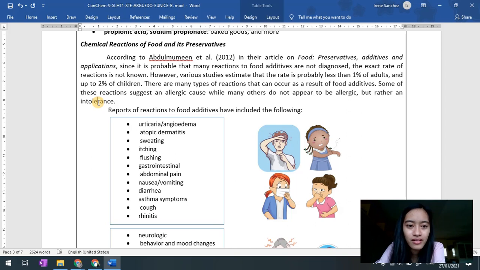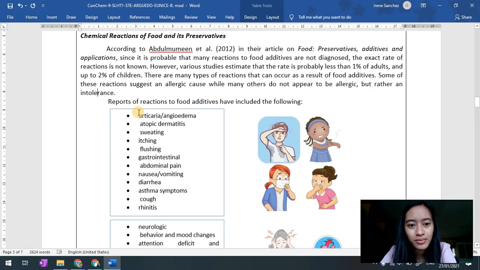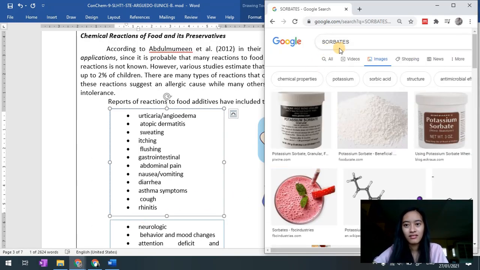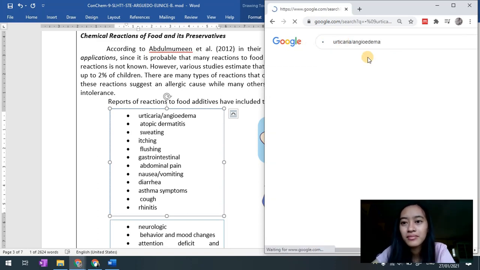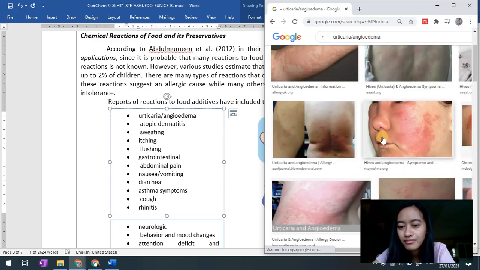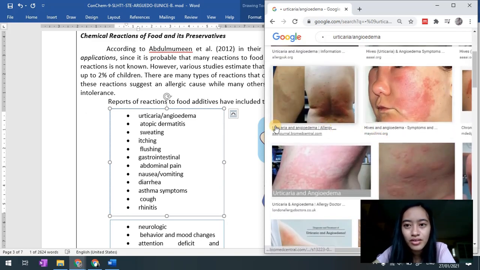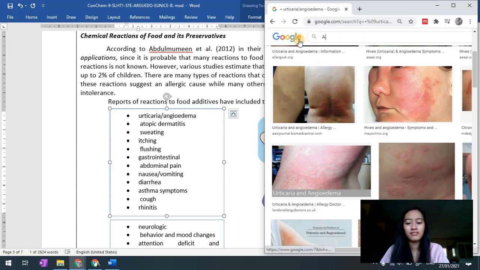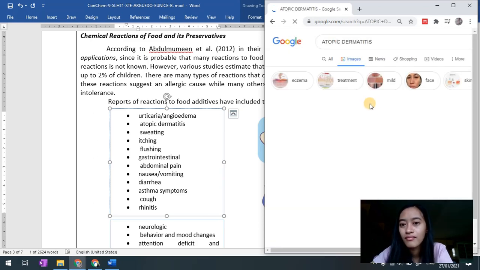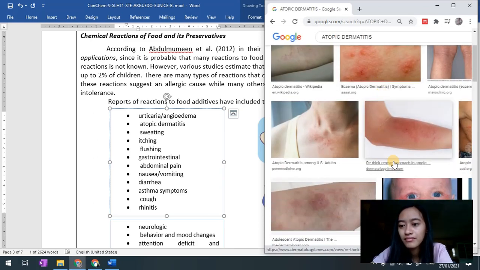Next, so here are the reactions to food additives that are reported. So, urticaria, angioedema, what could this be? Must be some skin reaction, derma. Yes, ani, pula-pula. How about atopic dermatitis? This one.